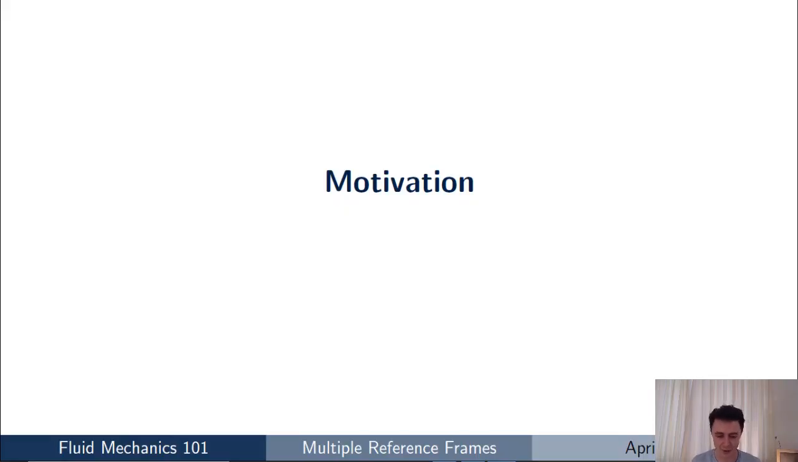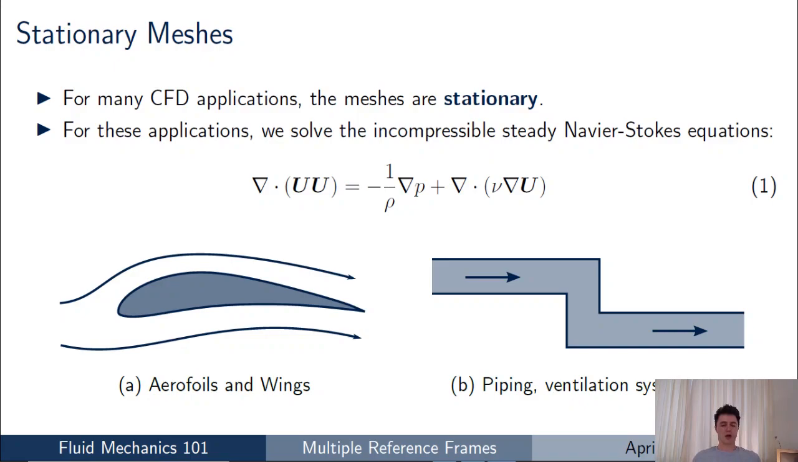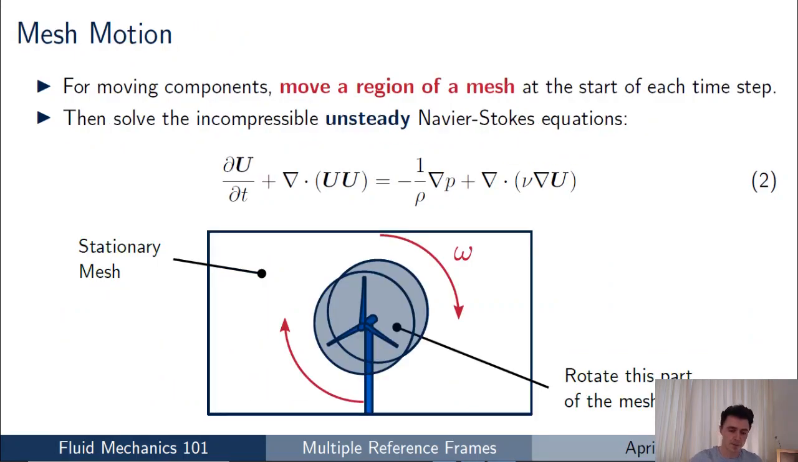So to start off with the motivation for this talk, in the majority of CFD applications and simulations that we run, the meshes that we use are stationary. So if you consider the two examples I've got for you on the screen, I've got the example of a stationary aerofoil or a wing, and then some sort of piping or ventilation system. And for these common applications, what we do is we solve the incompressible steady Navier-Stokes equations. And that's all fine and straightforward because the meshes are stationary.